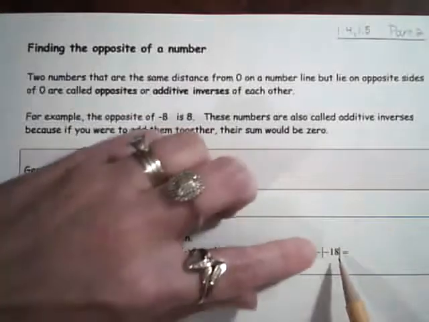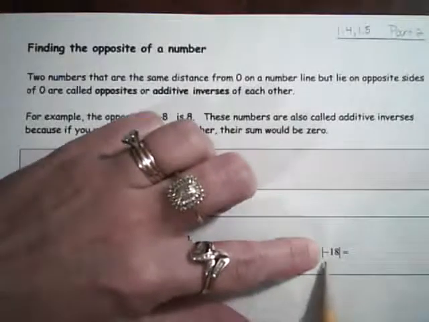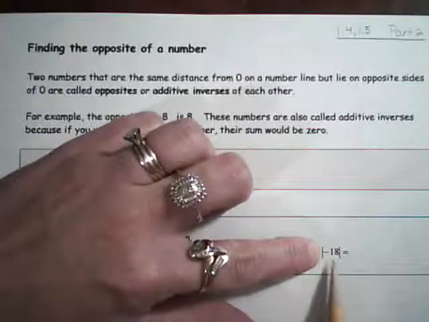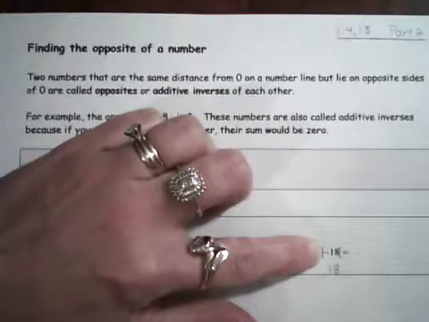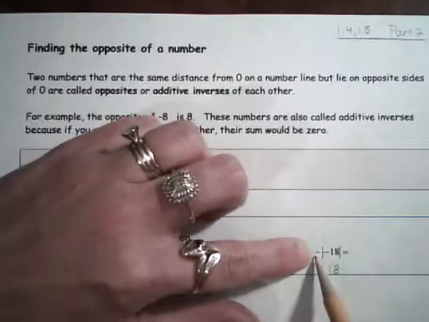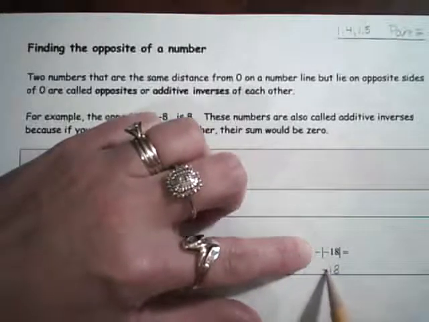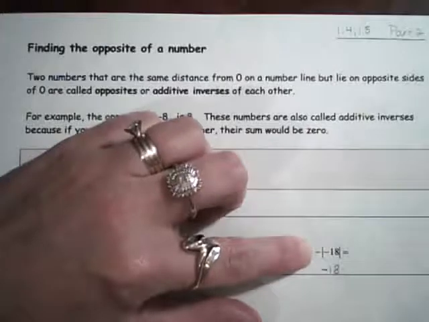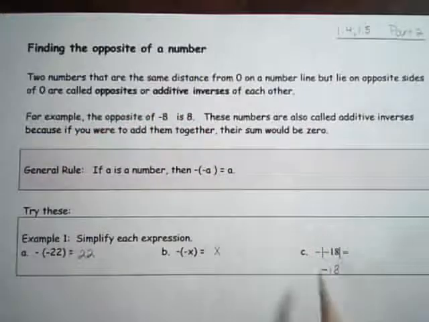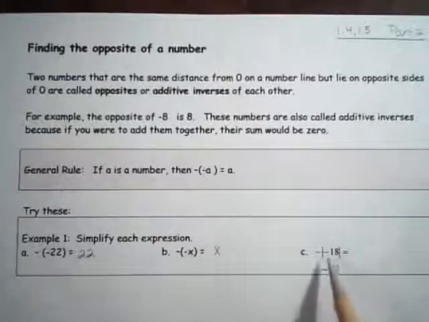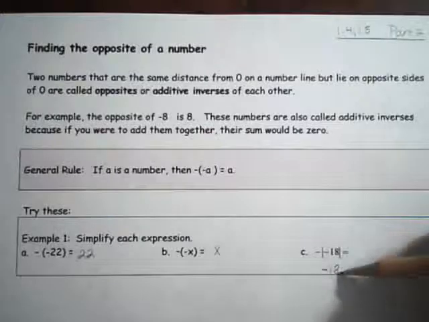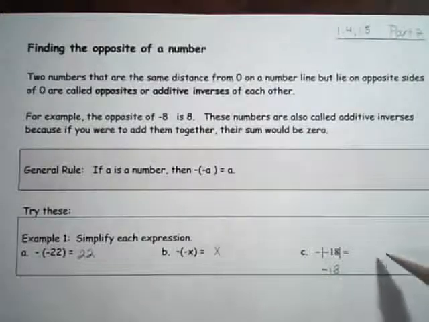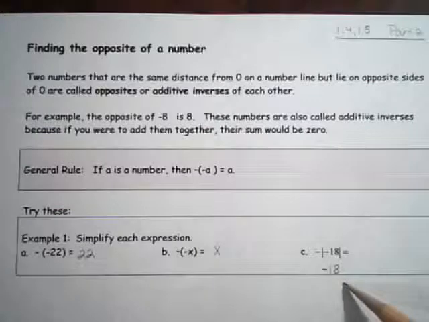So if I were to cover up this first negative and just say I wanted the absolute value of -18, that portion would just be +18. But because I have this negative out here, my overall answer would be -18, because this actually means the opposite of the absolute value of -18. Well, the absolute value of -18 is positive, but the opposite of that would be -18.